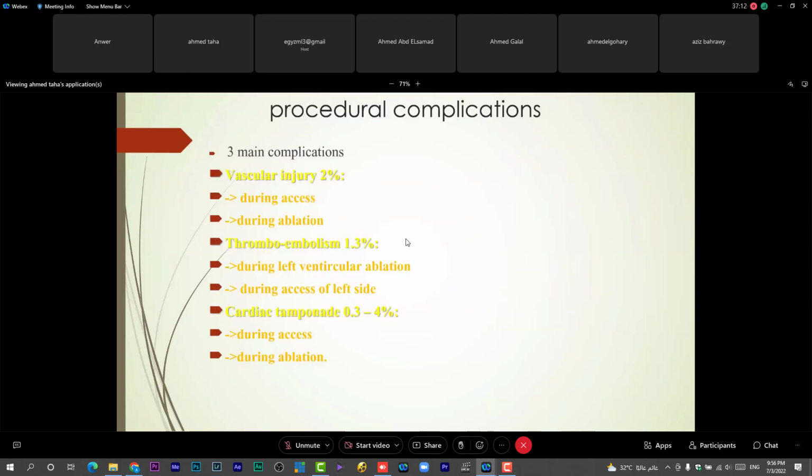So what are the complications that can happen during the procedure? Even if you are doing the ablation and strategies of different types, you must be careful about the complications that can happen.